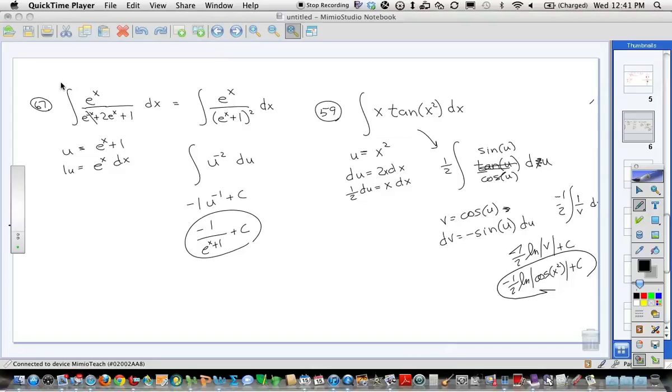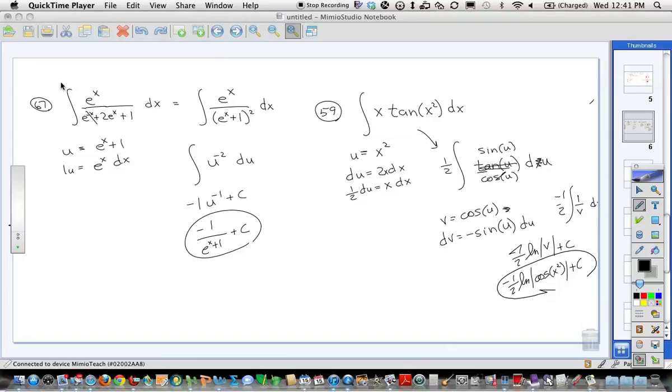You mean when I said the negative ln before? Yeah, well, because what is the antiderivative of tangent? Is it negative ln absolute value of cosine? Oh, okay. That's what it is. Okay? All right. So a double substitution.